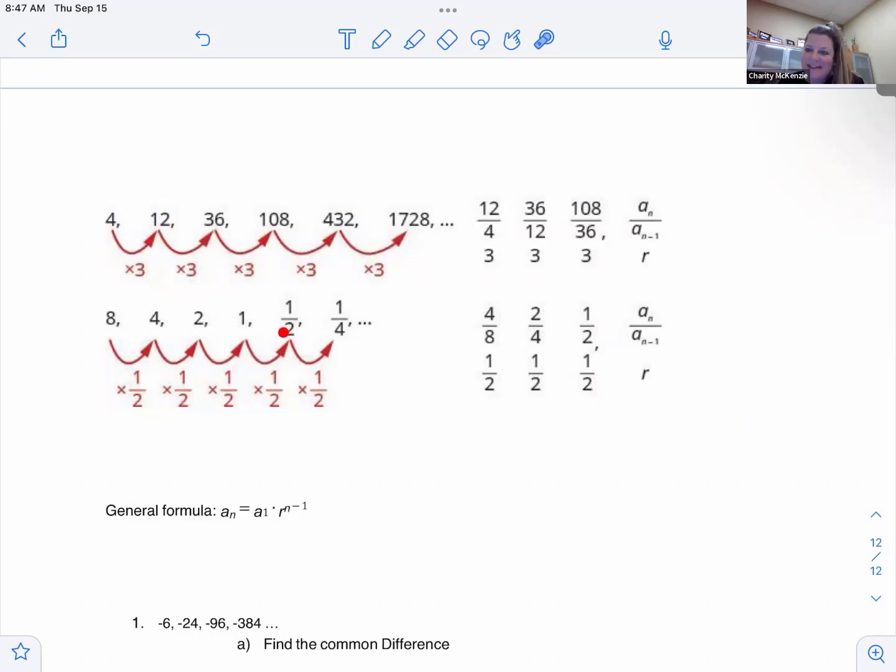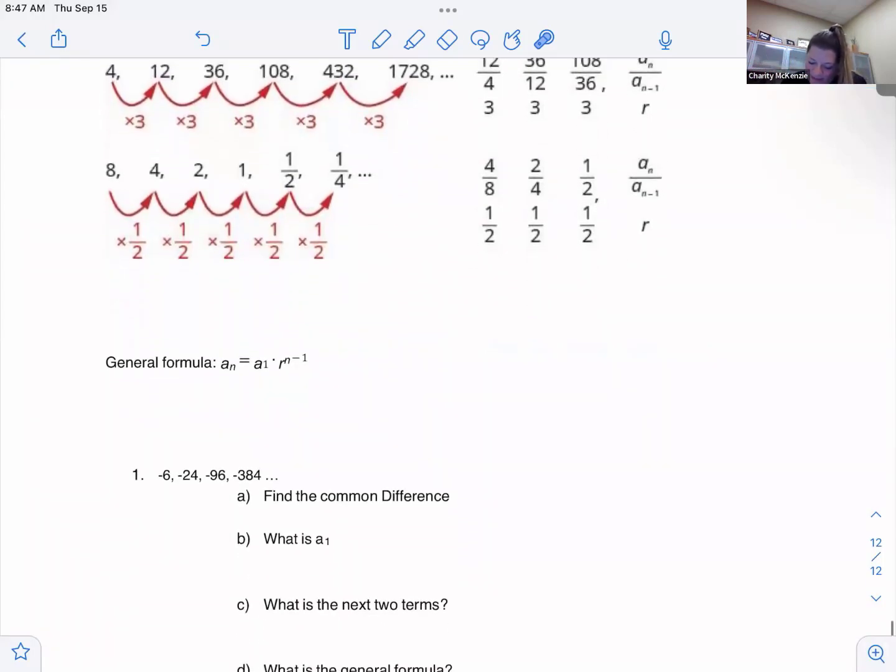Is 1/4 divided by 1/2 also 1/2? Yes. Or excuse me, I said it backward. 1/2 divided by... no, I said it right. 1/4 divided by 1/2. Okay. All right. So the general formula for this one is first term times ratio number to the power of n minus 1.